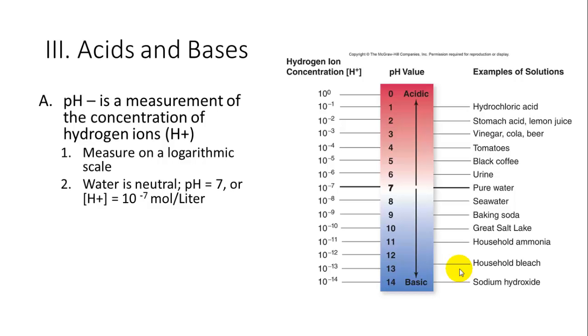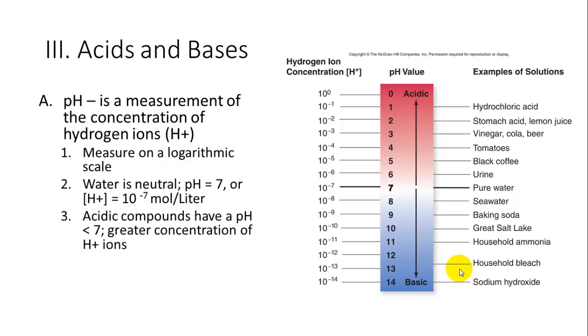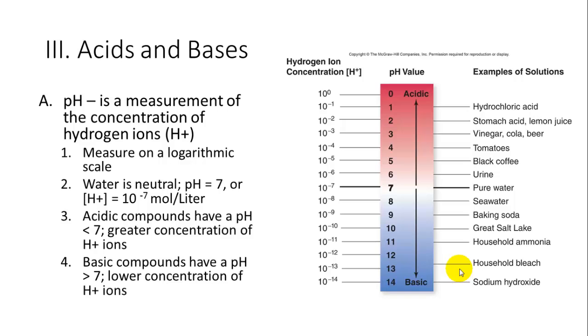But water is neutral, meaning it has the same number of hydrogen ions as hydroxide ions, or OH ions, and that occurs at a pH of 7. What that means is the concentration of hydrogen ions is 10 to the negative 7 mole per liter. I'll talk about that in a second as well. Compounds that are acidic are ones that have a higher concentration of hydrogen ions, and they're going to have a lower pH. Whereas basic compounds or basic solutions have a pH which is greater than 7 and a lower concentration of hydroxide ions.